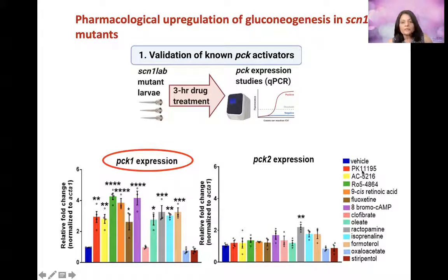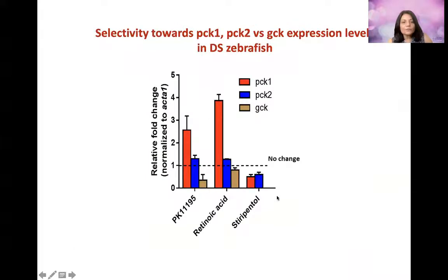There were only a few that increased the expression of PCK2. These included many different agents, such as the compound PK11195, cis-retinoic acid, fluoxetine, which is Prozac, and many adrenergic agonists. I'd like to point out some selectivity for these compounds between the different enzymes that we assessed. What we see here are these PCK activators, the known activators that increase PCK1 expression more so than PCK2, but they did not alter the expression of GCK, which is glucokinase.